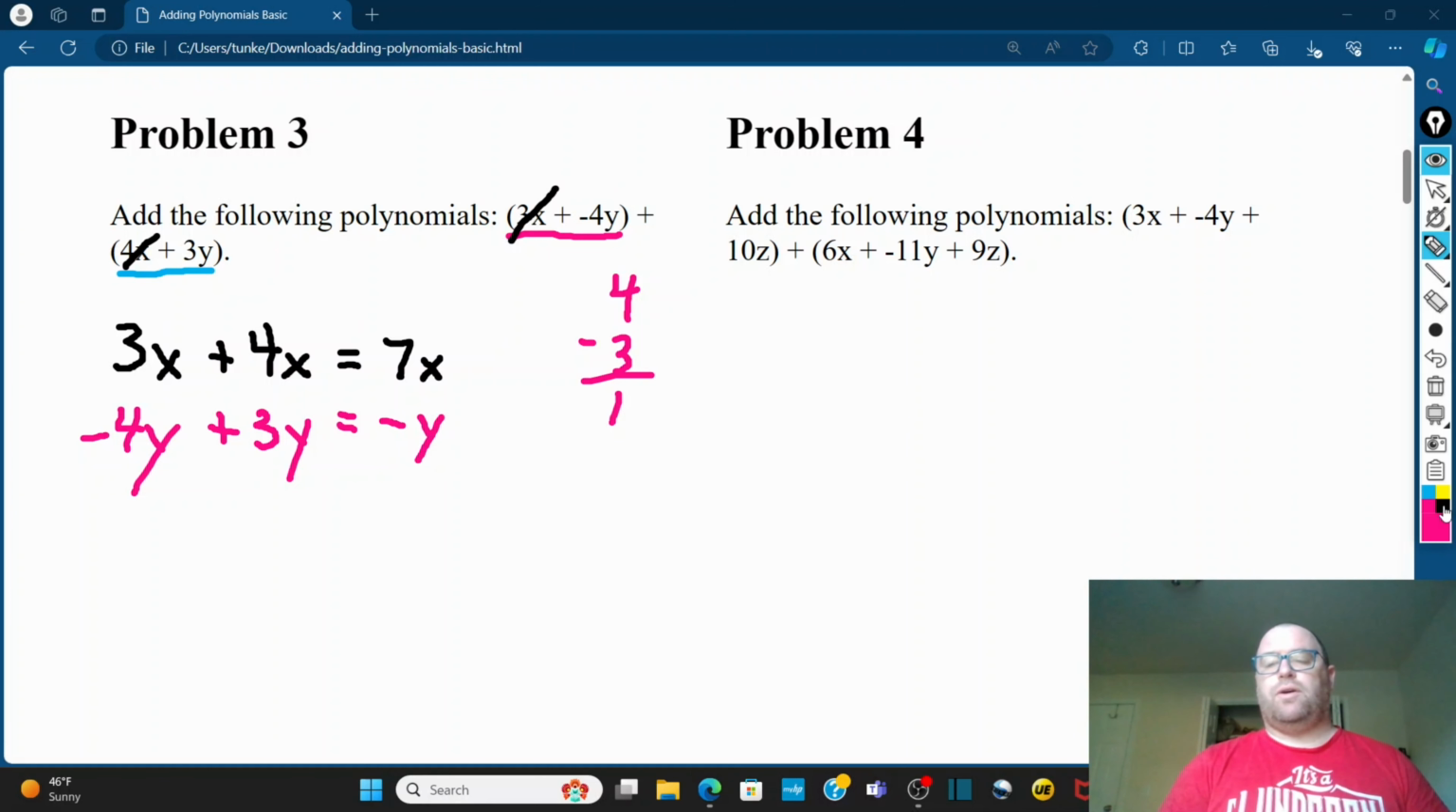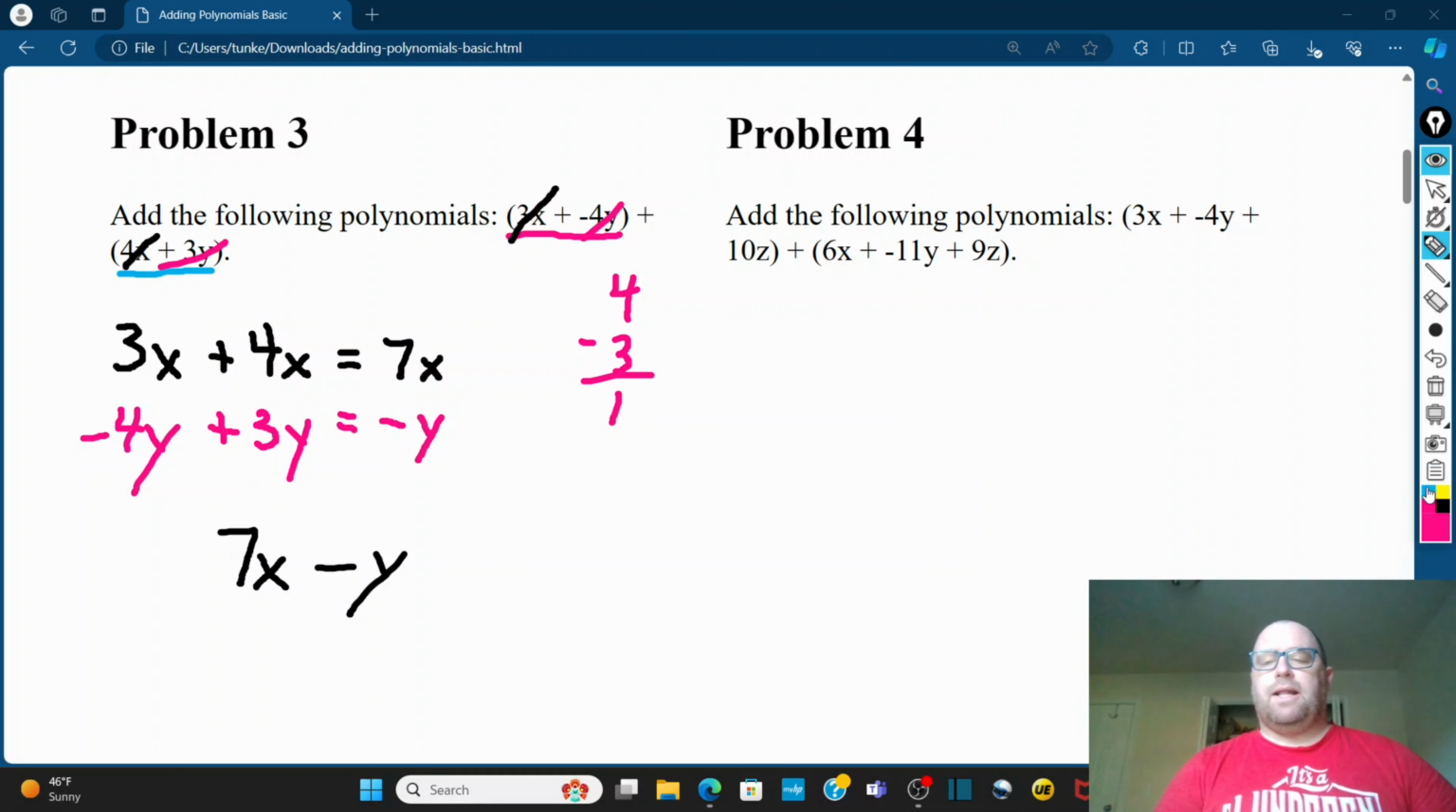Okay, so our solution to this one is going to be 7x minus y. We can just cross off everything that we used. We know if we crossed everything off that we've done the problem.